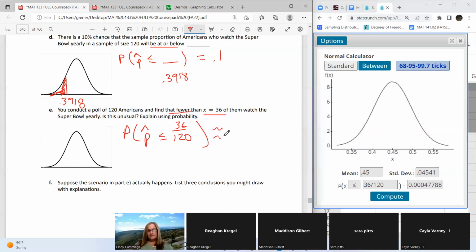Ooh, tiny. 1, 2, 3, 4. You don't even see any area because it's so small. It's like, that's 0, right? Essentially. So is it unusual?